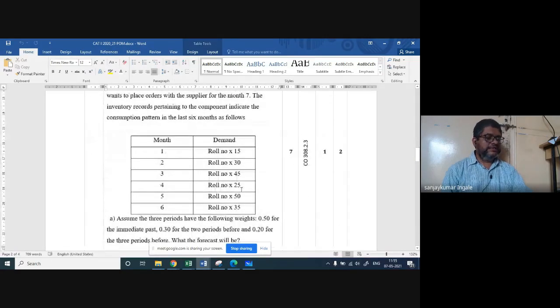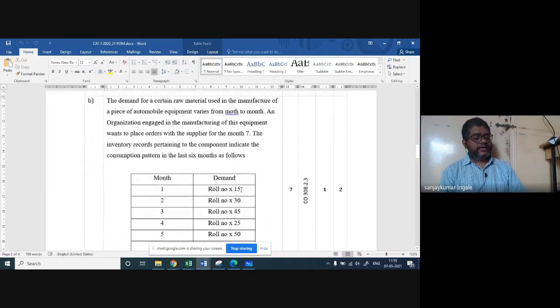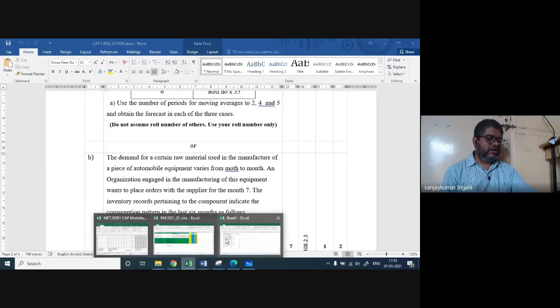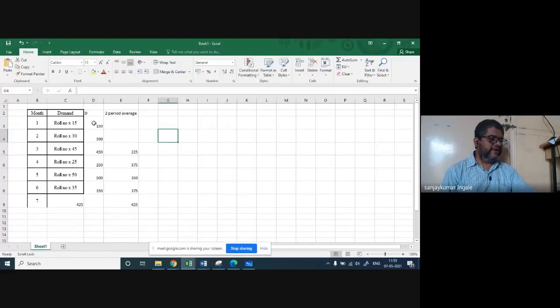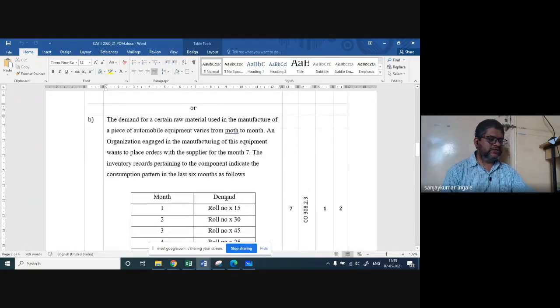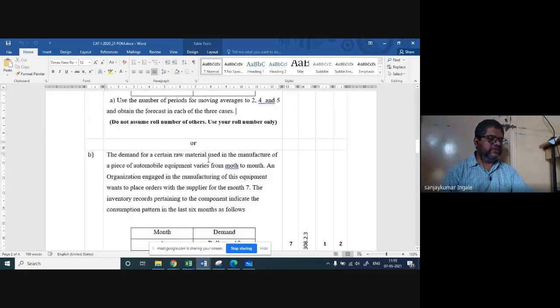Now, sometimes what happens is, in the 3 period, 2 period and 4 period averages, we have given equal weightage to all, and that is why in the formula we have simply divided by 2. Same weightage for this period, same weightage for this period. The weightage remains the same, so it is simply a moving average method. Whereas in the next question, what I had asked was a weighted moving average.